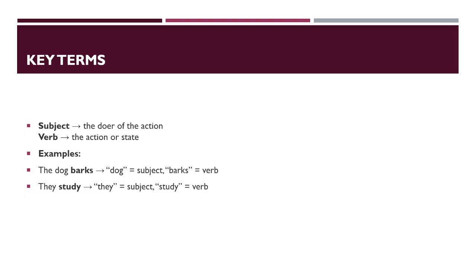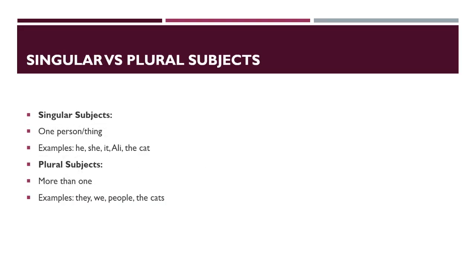Once we understand subjects and verbs, the next thing is to understand singular and plural subjects. A singular subject refers to one person or thing, such as he, she, or a cat. On the other hand, a plural subject refers to more than one person or thing, such as they, we, or cats. Understanding this difference is very important for correct agreement.